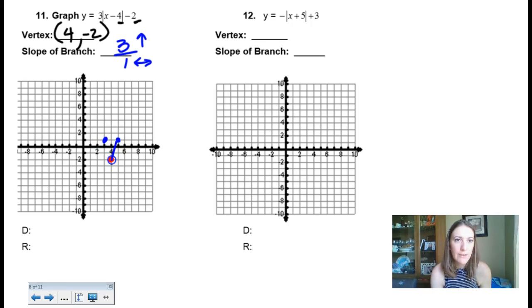Nice symmetry to these graphs. If only I could draw. And, oh, I'm going to take that as a win.